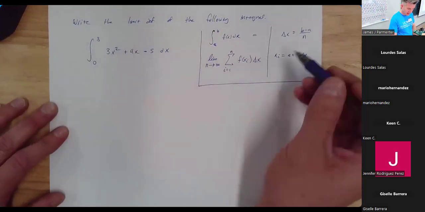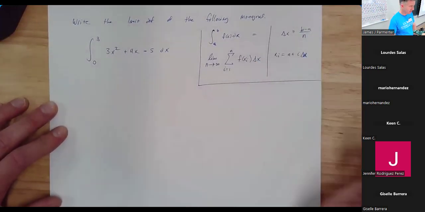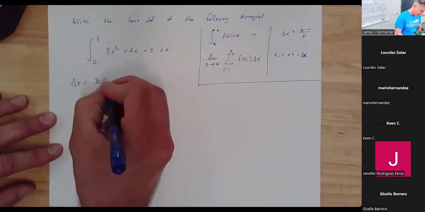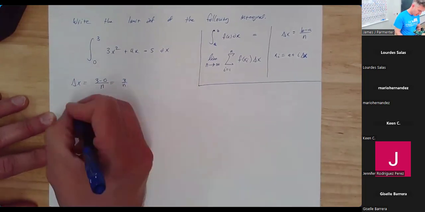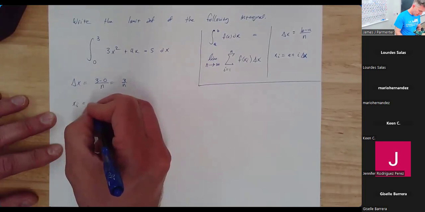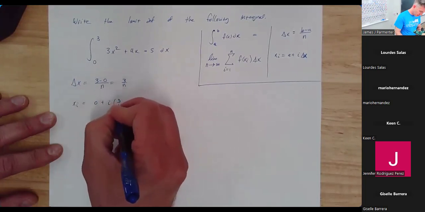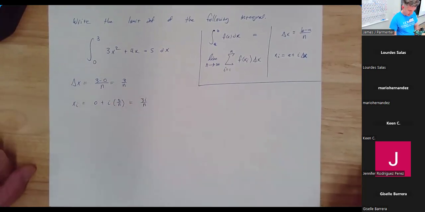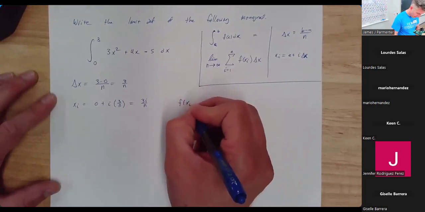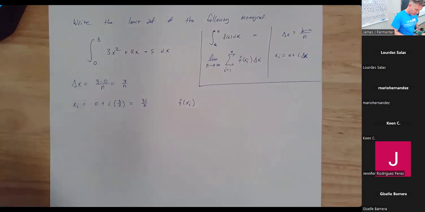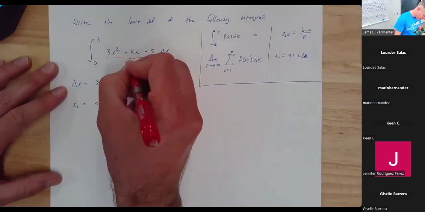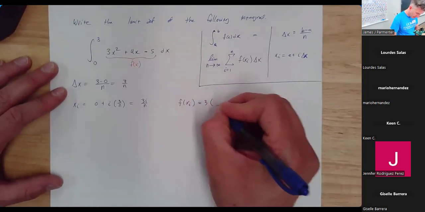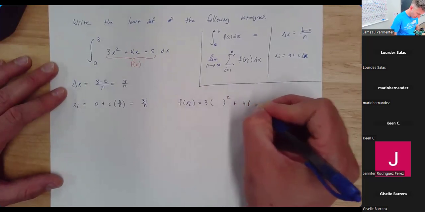So in this problem, we're going to identify delta x and x sub i, and then what f of x sub i is. Our delta x here is (3 minus 0) divided by n, which is 3 over n. Our x sub i is 0 plus i times delta x, which ends up being 3i over n. And then you might choose to write out f of x sub i on its own. It should be super clear here: the function we're integrating is our f of x. So f of x sub i is just going to be that same function, but instead of x's, we're replacing the x's with x sub i.